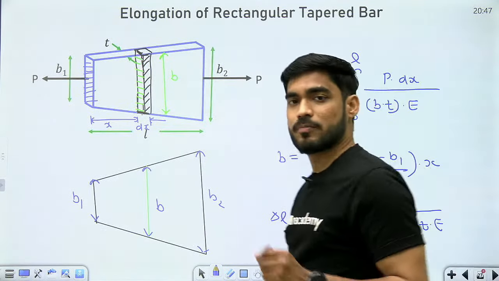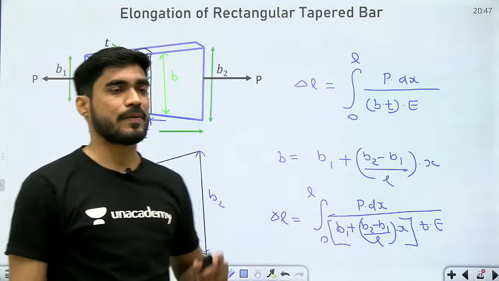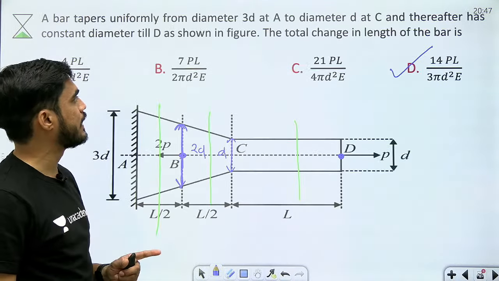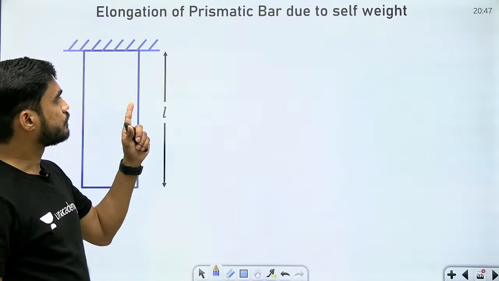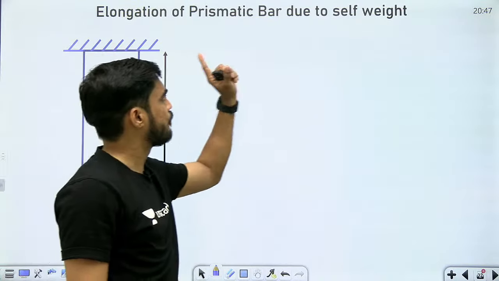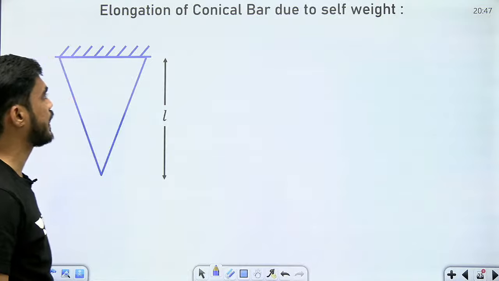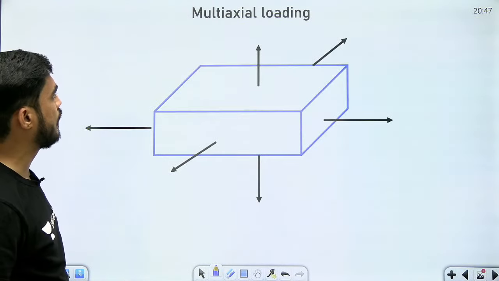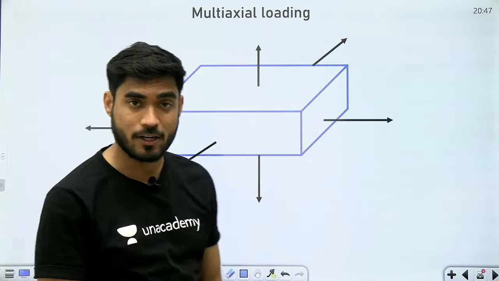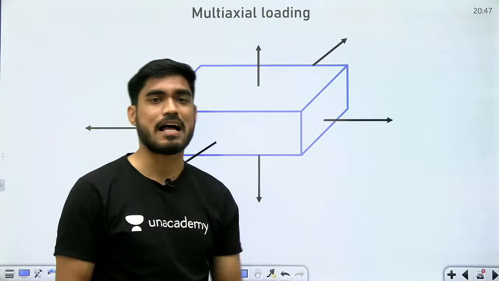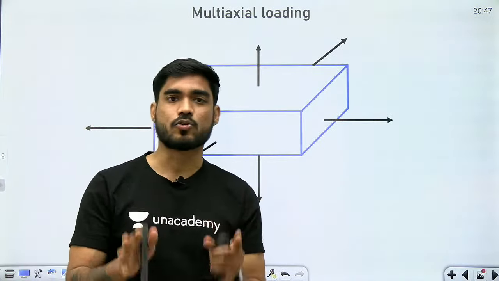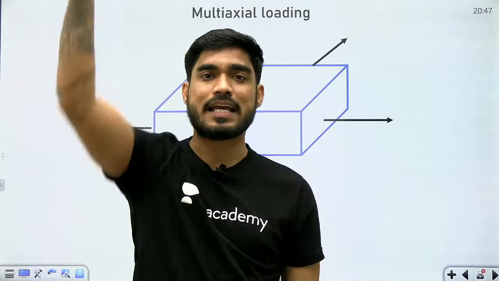Okay, now there is one more topic related to this, and that is the elongation of prismatic bar due to self weight. Okay, तो ये self weight के question करने हैं, and then we need to solve problems related to multi-axial loading also, but the time is up for today, so I am going to solve these problems in next class.